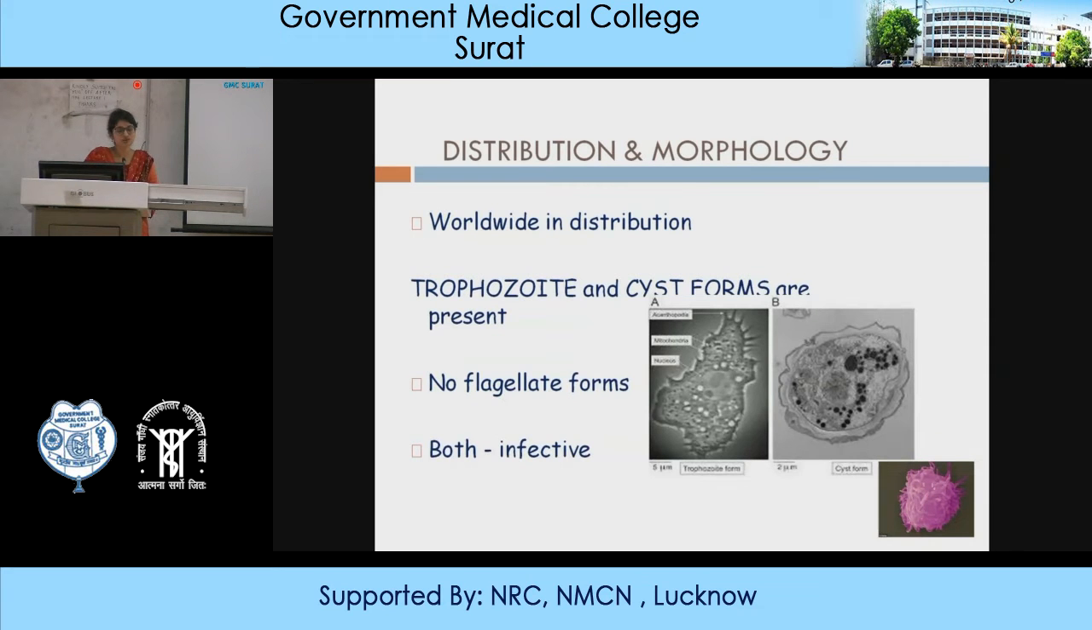Now it is distributed worldwide and it has two stages, again trophozoite and the cyst form, but no flagellated form as we have seen in case of Naegleria fowleri. It is not seen in case of Acanthamoeba.